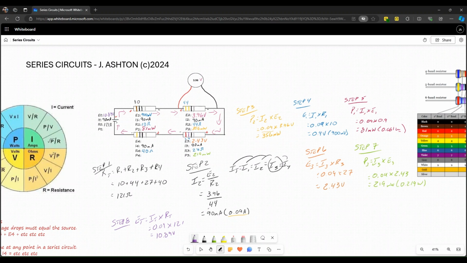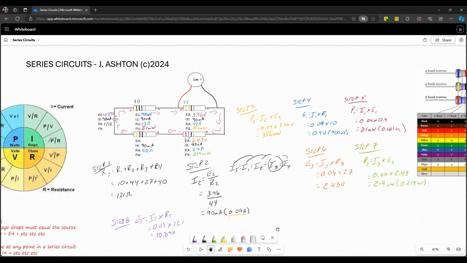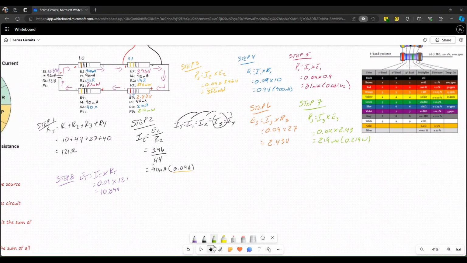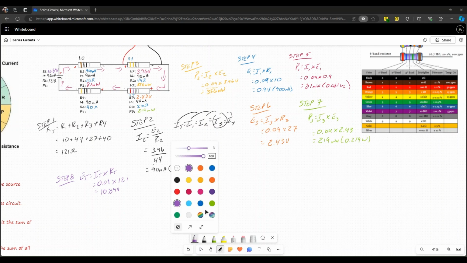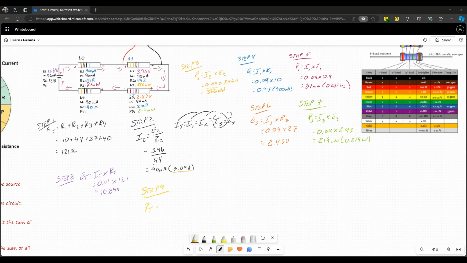Cool. And then we can just do power over here. I'm going to shuffle this around so we get more room. Different color, let's go with this yellow. Hopefully we can see it. Step 9 is find the total power of this circuit by using the total current times the total voltage, which equals 0.09 times 10.89. You get 980 milliwatts.